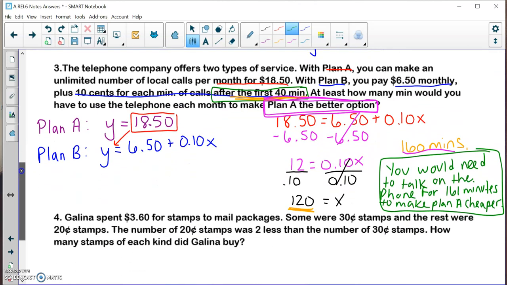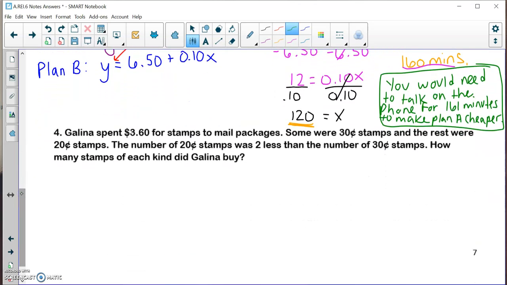All right. Number 4. Galena spent $3.60 for stamps to mail packages. Some were 30-cent stamps and some were 20-cent stamps. The number of 20-cent stamps was 2 less than the number of 30-cent stamps. How many stamps of each kind did Galena buy?